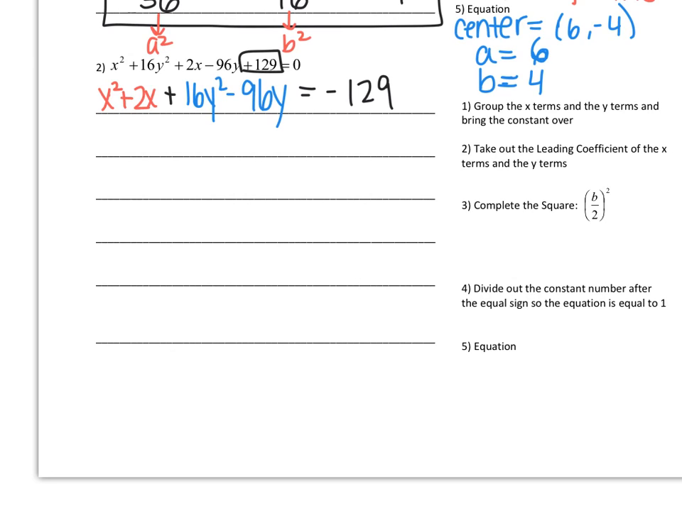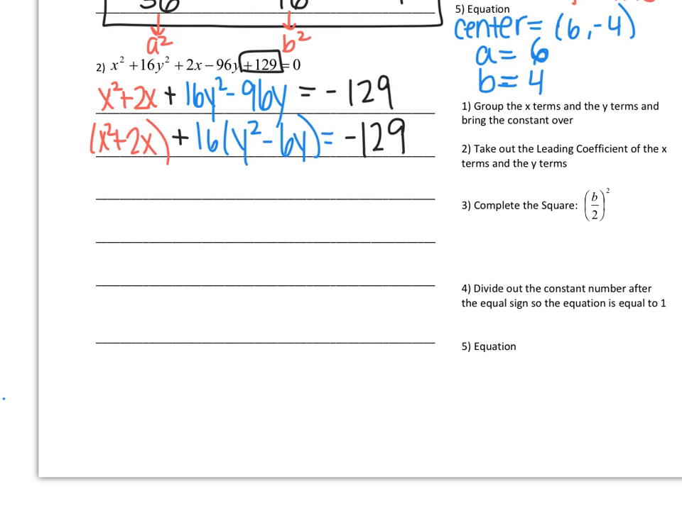Now we're going to take out, the second step is any leading coefficients. Well, my leading coefficient here is 1, so I don't actually have to divide anything out, so this side can stay. But I do have to divide out the 16. And 96 divided by 16 is 6, and we have the negative 129 still.